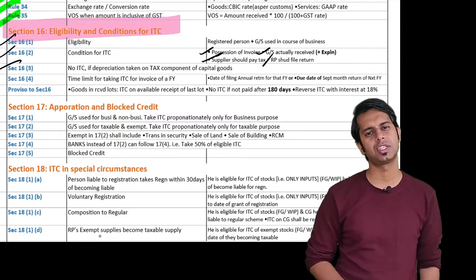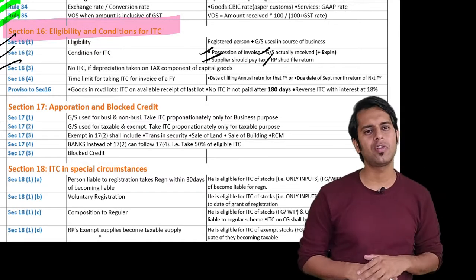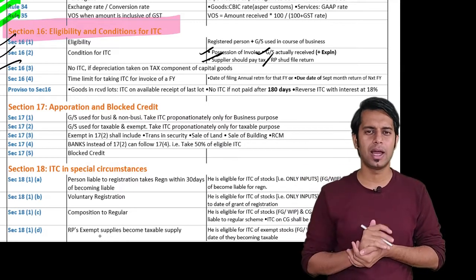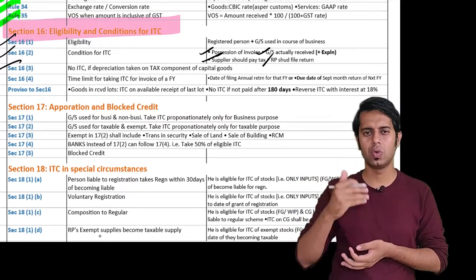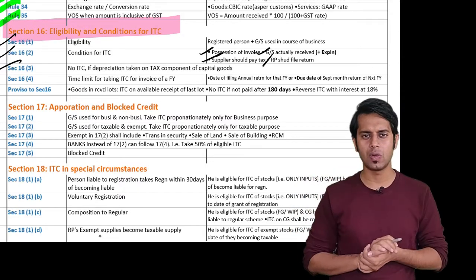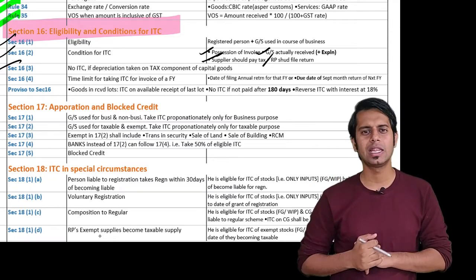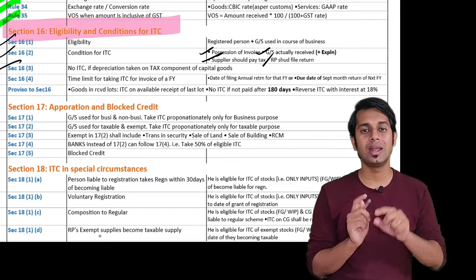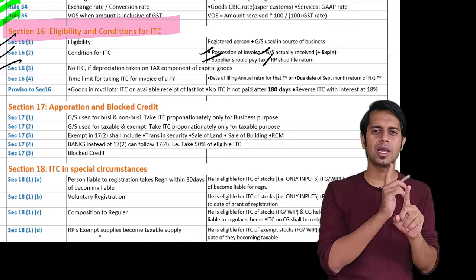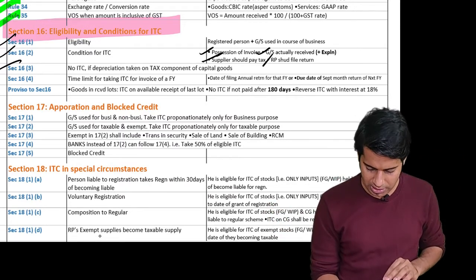Then section 16 subsection 3 says that if you are taking depreciation on the tax component of capital goods, there is a tax component. Say for example, capital goods is of 1 lakh rupees and 18% is the GST rate. So if you see the invoice, it will be 1 lakh rupees plus 18,000. 1,18,000 will be the total value. Now, if you are capitalizing that 18,000 rupees, which is the tax component, that means you are taking depreciation under income tax. If you are capitalizing or taking depreciation on the tax component, you cannot take input tax credit.